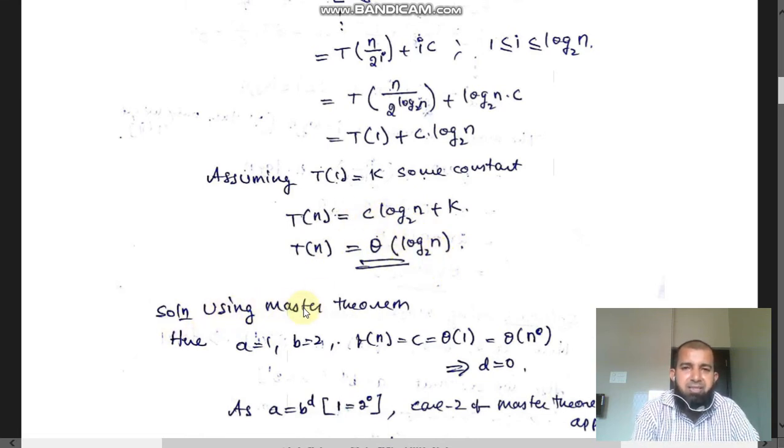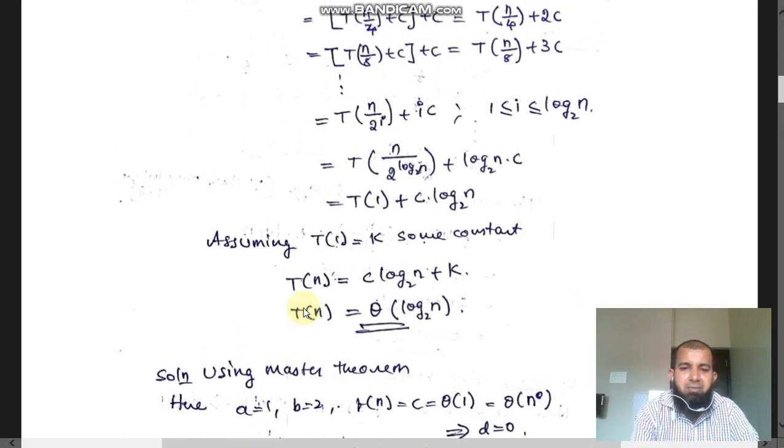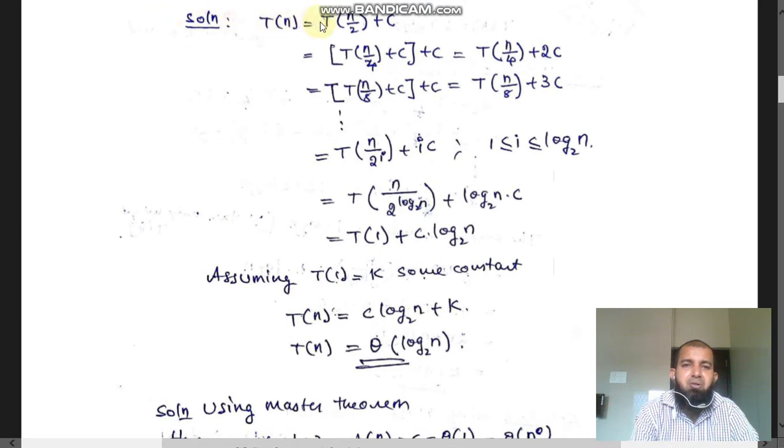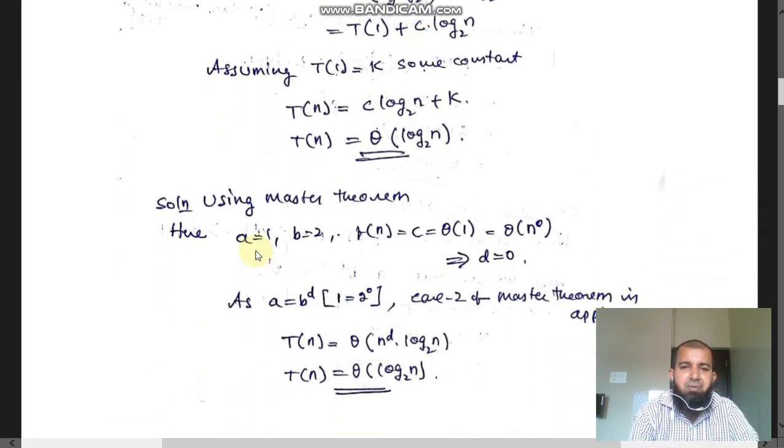Then the solution using master theorem. Okay, using master theorem, what happens? This is the recurrence relation. So a is equal to 1 here, and b is equal to 2, and d is equal to 0 here, because there is no n value here. So a is equal to 1, b is equal to 2, f(n) is equal to theta of 1. Here n to the power of 0 means 1. There is no n value, therefore d is equal to 0. So which case does it match? d equal to 0, a is equal to 1, b is equal to 2.